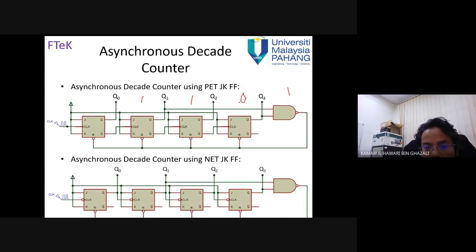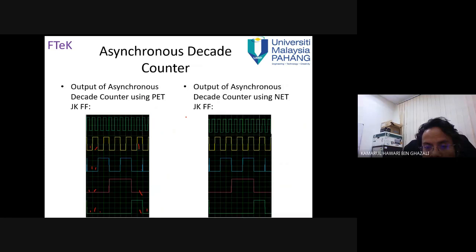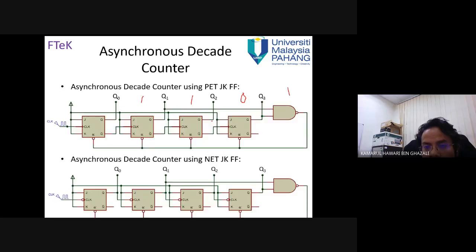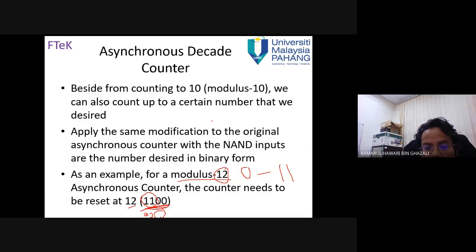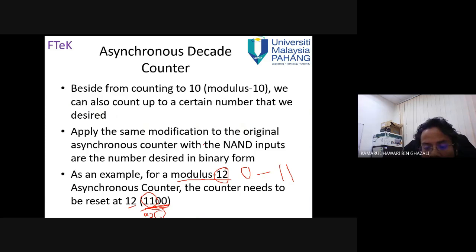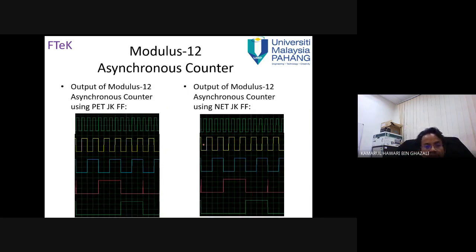The same goes for the earlier one. That was Q3 and Q1, because we reset at Q3, Q2, Q1, Q0. In this case, Q3 and Q2 are connected to here, and then it resets at 1100. Okay, then you can look at the asynchronous counter waveform for that one.